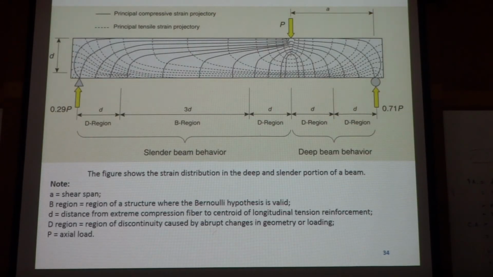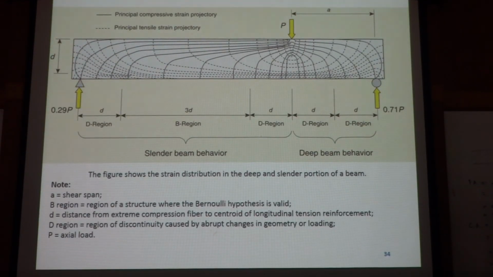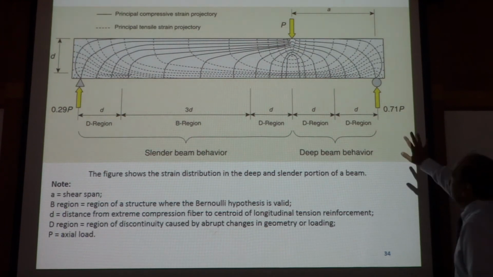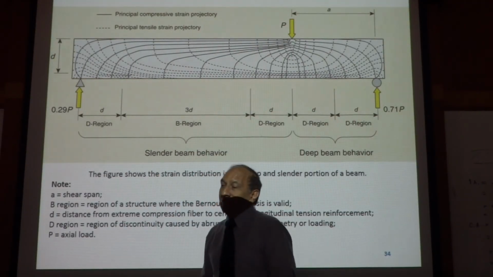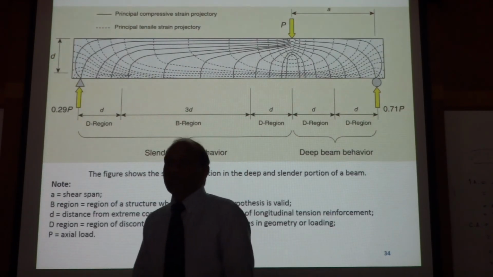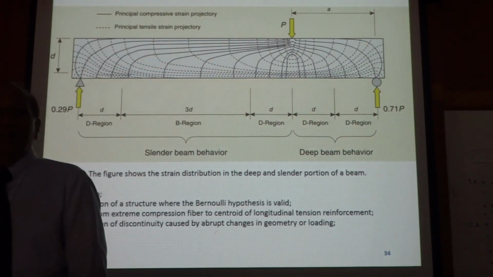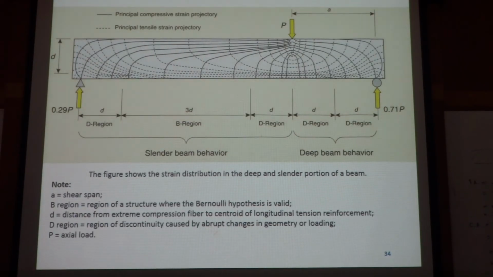This is another way of looking at the same beam that we have shown, and those are the stress trajectories drawn using principal tension and principal compression directions, and you can see from here D region, D region, D region, D region, B region. And now we are relating the size of the regions to, what is small d? Depth, right? So now we are trying to see what is the extent of the D regions.